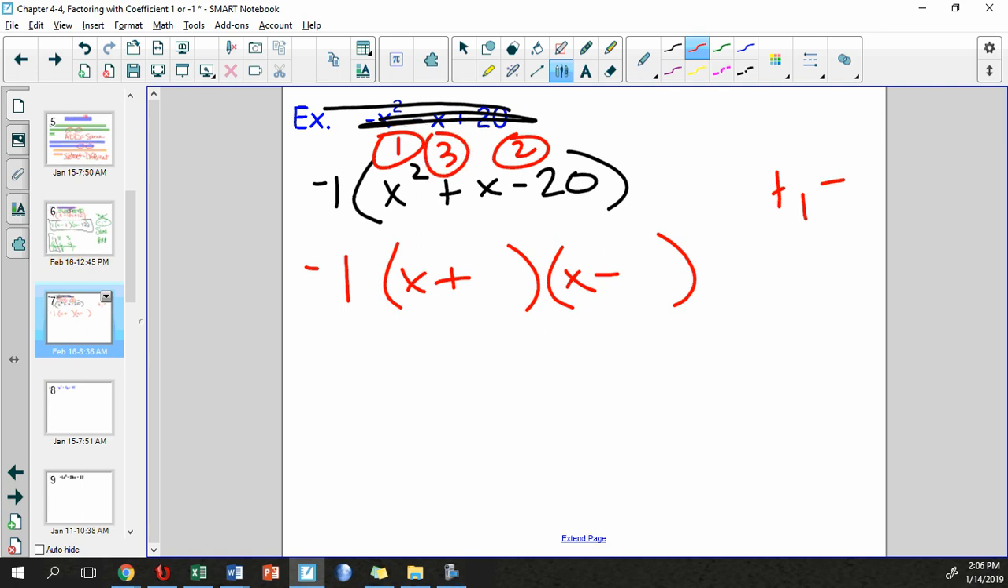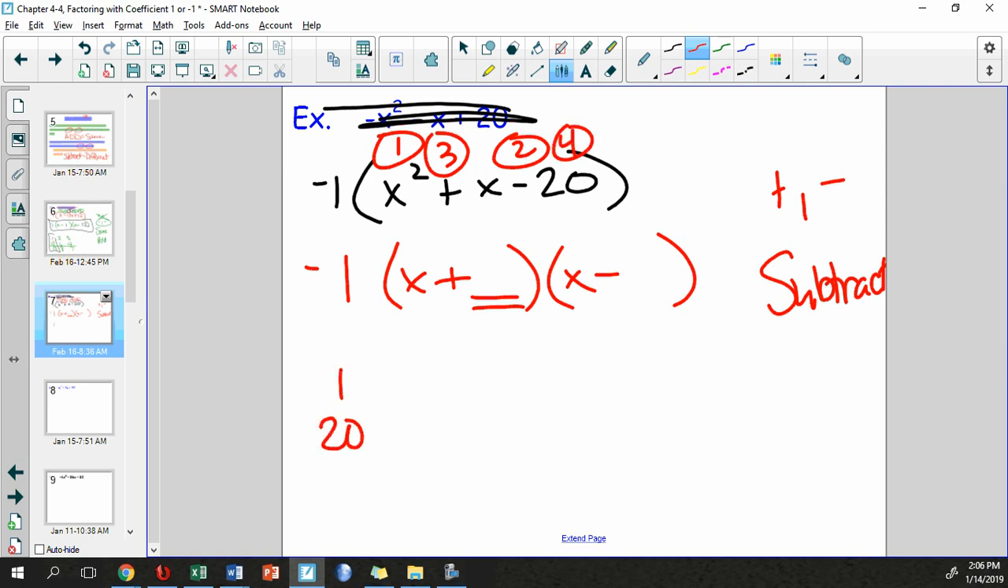However, looking at the first sign, what does that tell me? When my signs are different, what am I doing? You're subtracting. So I'm going to have two numbers. How do I know what number goes where? The bigger factor is going to go with the middle sign. So my larger factor goes with the plus sign. Do we understand that?